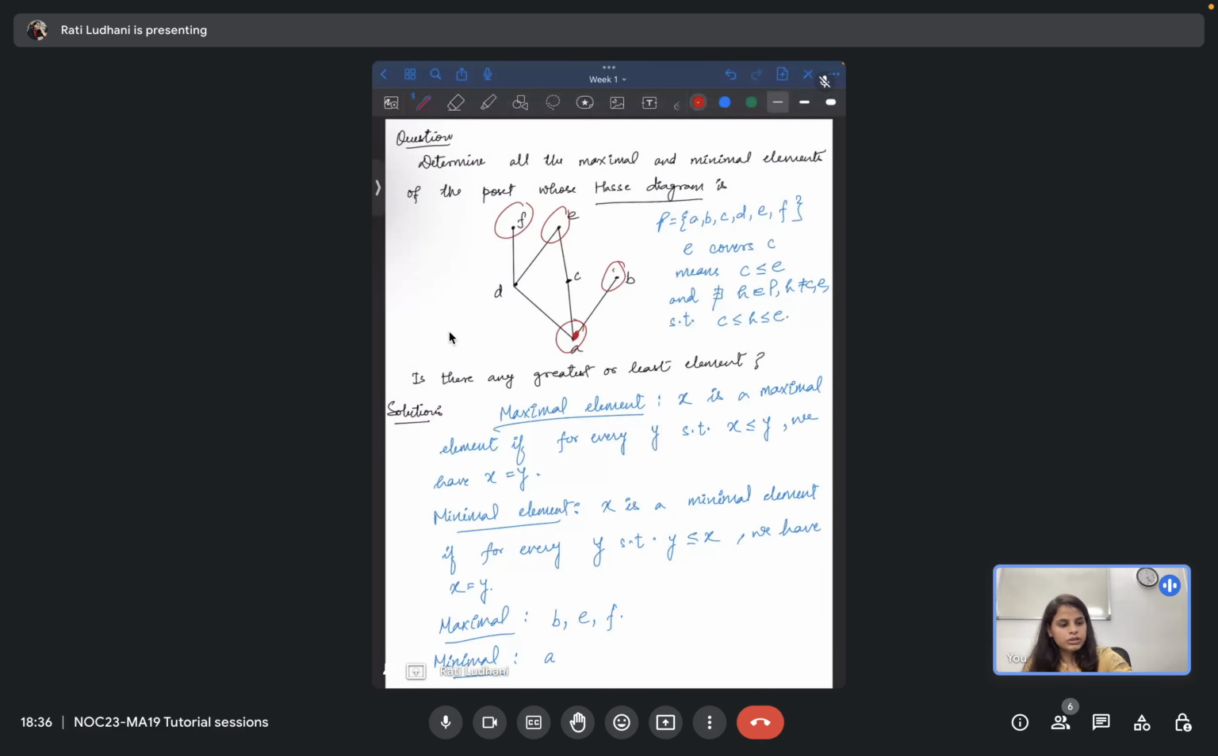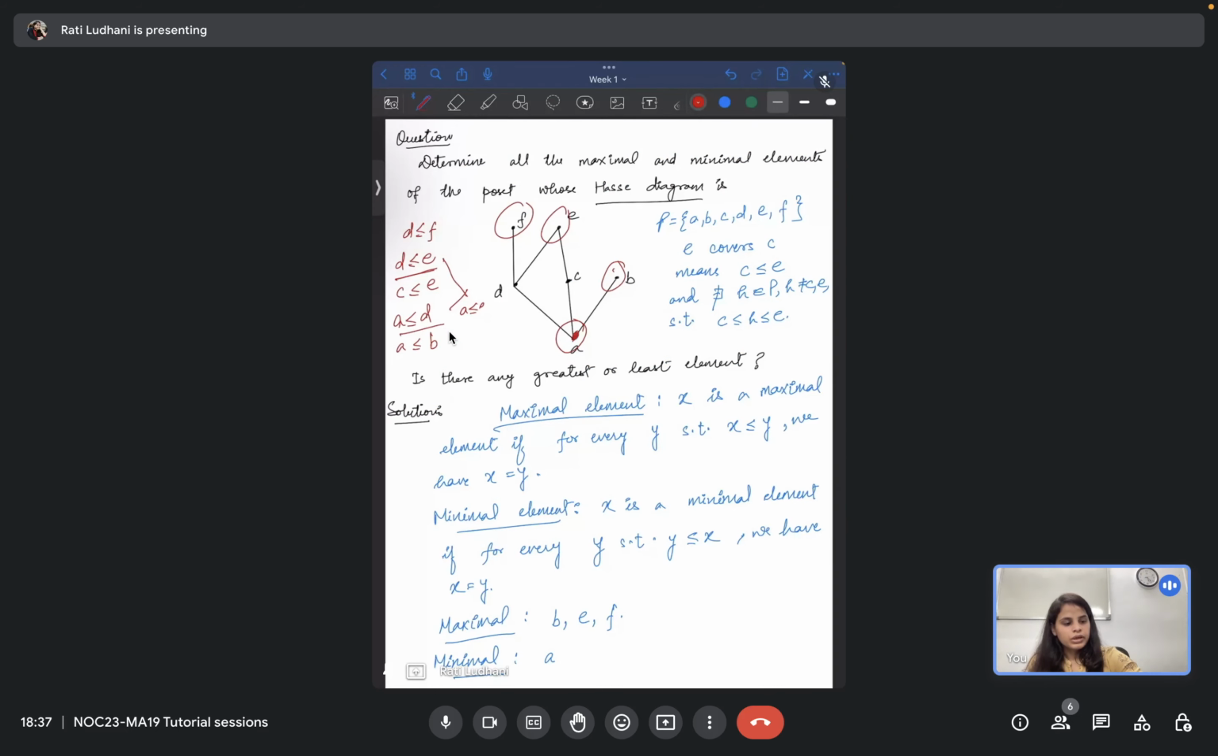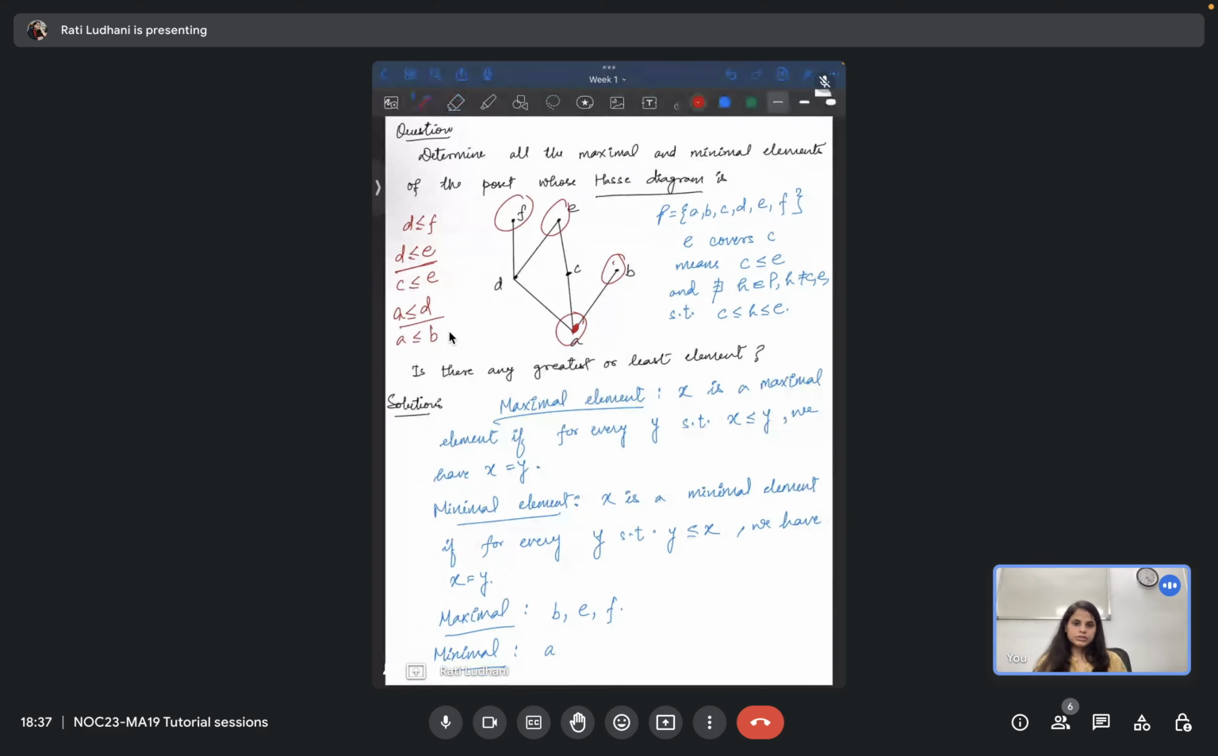If you have any confusion, all the relations you have are like this: D is less than E, C is less than this, and you have AD and AB. And from transitivity you will get, for example, A is less than or equal to D and D is less than or equal to E, so you will get A is less than or equal to E. So at least for the cover relation you have these many relations. So yes, you have maximal and minimal elements. I hope this is clear.